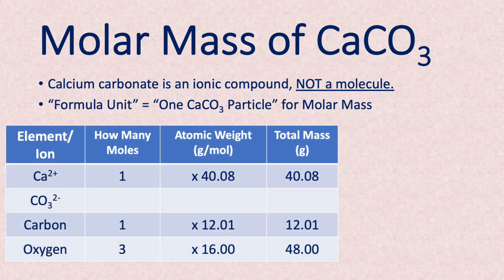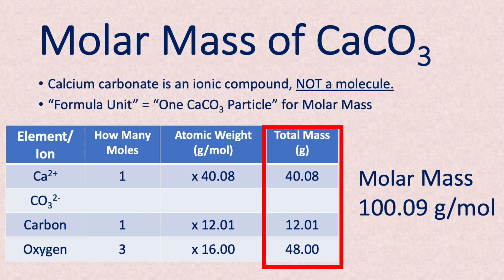Again, I'll identify the elements present. In this case, there are ions present, but ions do not affect the atomic weights, so use the atomic weights from the periodic table. Sum the masses to give the molar mass for a formula unit of the ionic compound calcium carbonate, which is 100.09 grams per mole.